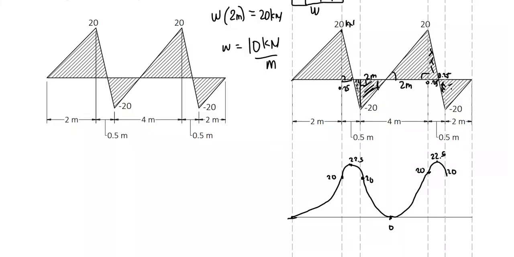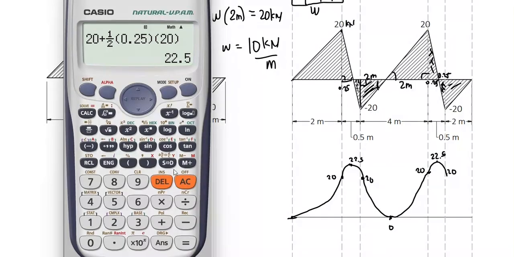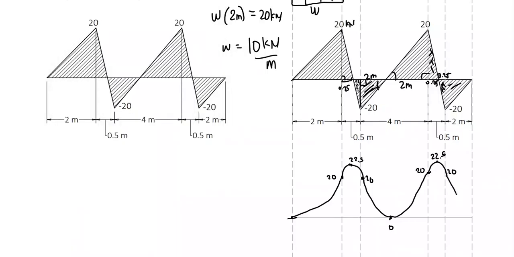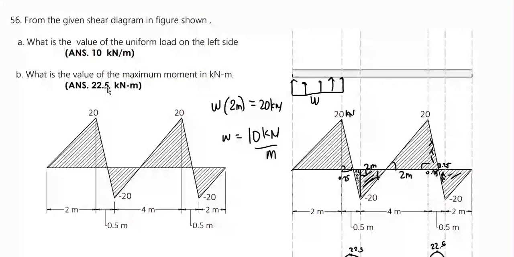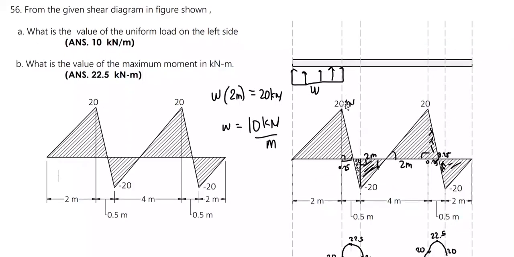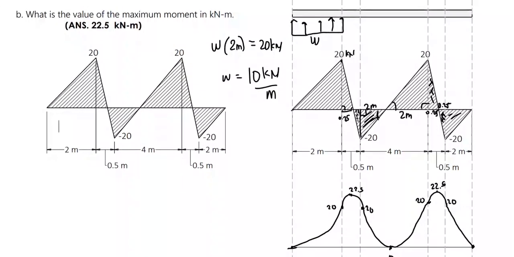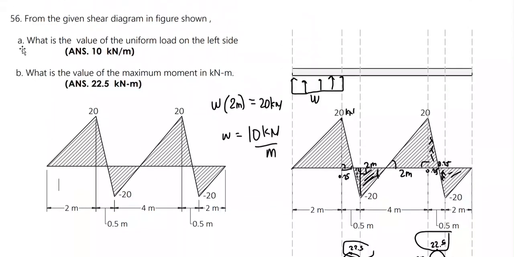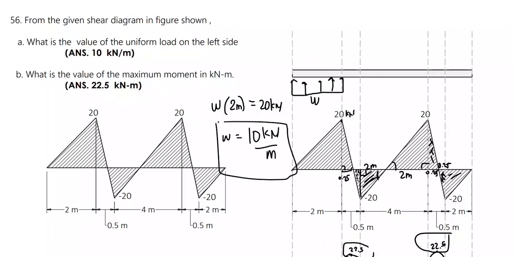And for this area right here, since it's negative, we subtract 20 by this area of the right triangle, that is 1/2 times the base of 2 meters times 20 equal to 0. So it will decrease back to 0. Now we can solve for our second problem, the maximum moment in kilonewton meters for this given shear diagram, that is equal to 22.5 kilonewton meters. And these are our final answers.